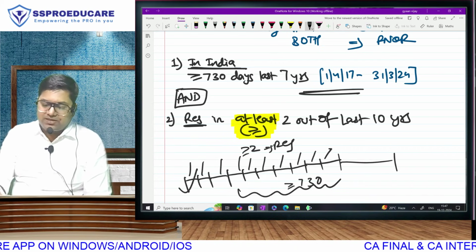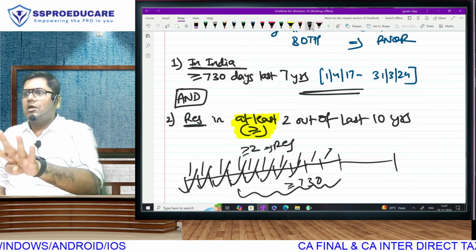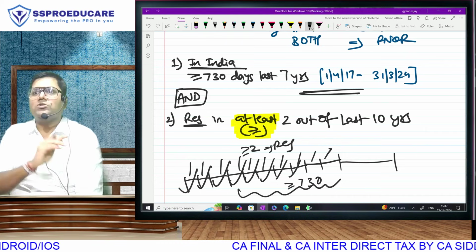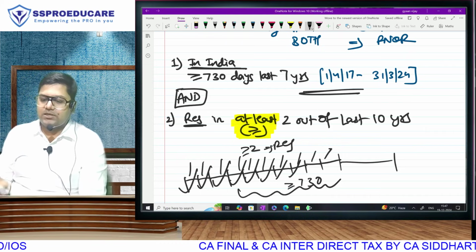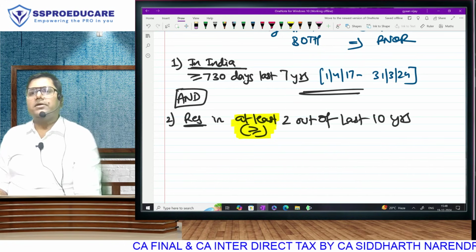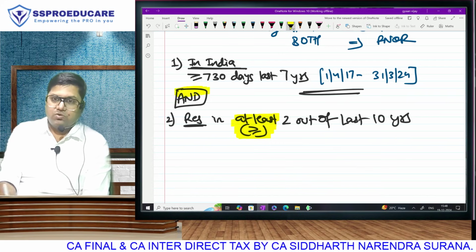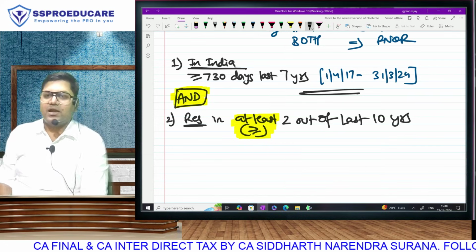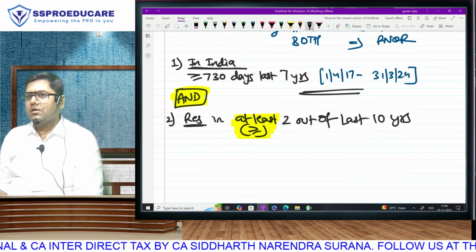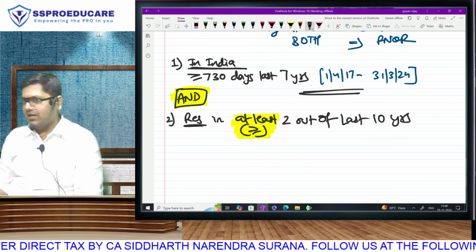So perform step number 1 in all these 10 years. By the way, you actually don't have to perform it for all 10 years. Perform one by one. The moment you get 2 resident answers, you stop there. You don't need to check further years. The moment you get 2 answers as resident, that condition is fulfilled. But it is cumulative, so you also have to do the second thing: 730 days in the last 7 years.